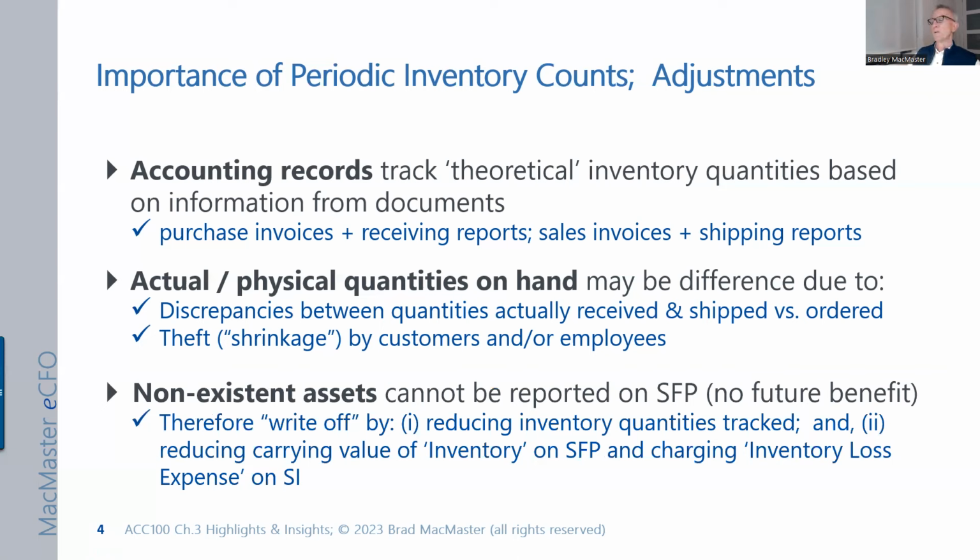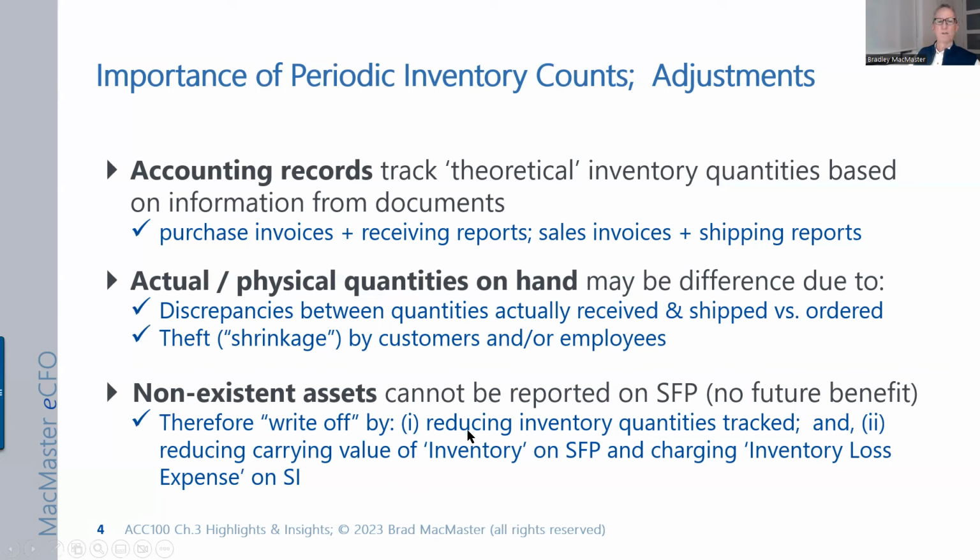But we would not be complying with the faithful representation objective if we were placing a value on the balance sheet that included assets that didn't exist. So if there are non-existent assets, we can't report those because there is no future benefit associated with non-existent assets. So the cost amount that pertains to such non-existent assets needs to be removed from the cost that's otherwise represented in the accounting records. And we do that by a process called writing off. It's just a term that accountants use.